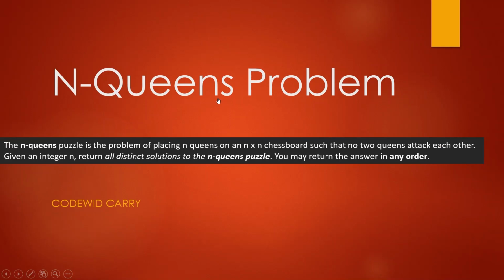The problem statement says the N Queens puzzle is the problem of placing N queens on an N cross N chessboard such that no two queens attack each other. Given an integer n, return all the distinct solutions to the N Queens puzzle. You may return the answer in any order.